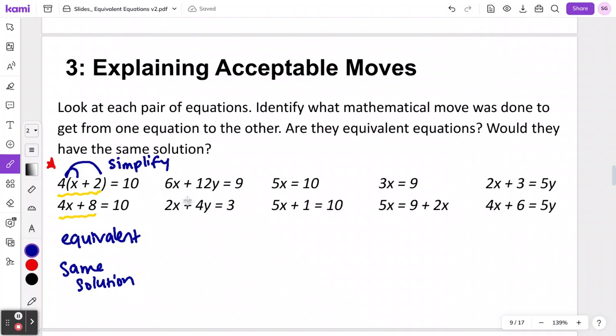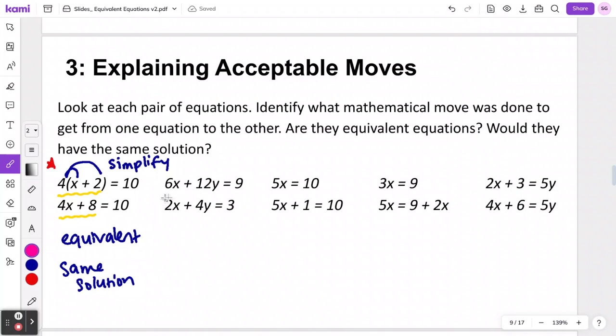Now the second pair has 2 different variables, and so your solution would be a pair of numbers. Looking at these 2 equations, though, it's a little more complicated. If I do that same thing of checking to see what has changed between the 2 equations, everything has changed. A 6 became a 2, a 12 became a 4, a 9 became a 3. So I'm thinking through what math could I do to make 6, 12, and 9 change to 2, 4, and 3. And you can try a couple different things.